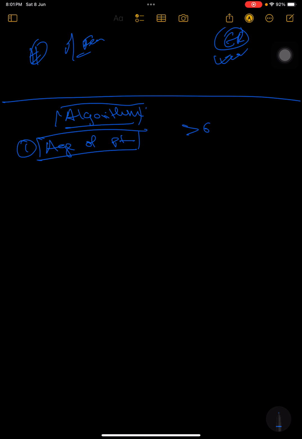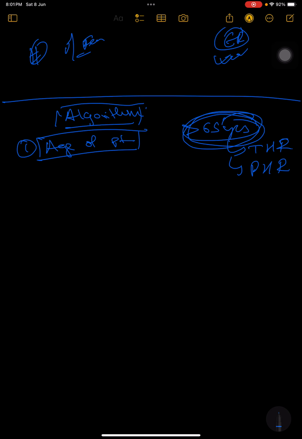Algorithm for treatment of fracture neck of the femur. The first step is to look at the age of the patient. If the age of the patient is more than 65 years, just go for a total hip replacement or a partial hip replacement. Don't think too much for more than 65 years. Very easy for us. Either you go for a total hip replacement or you go for a partial hip replacement.